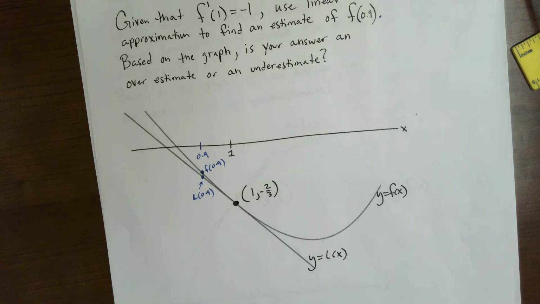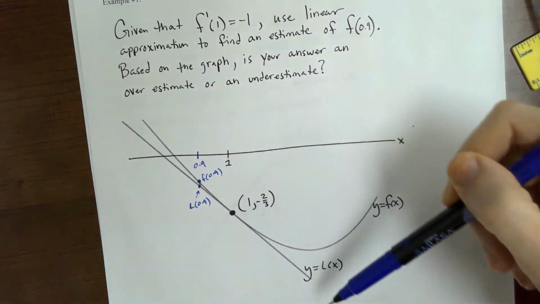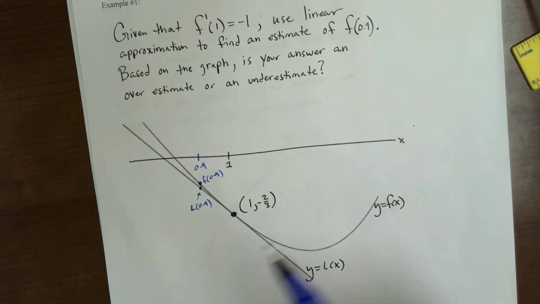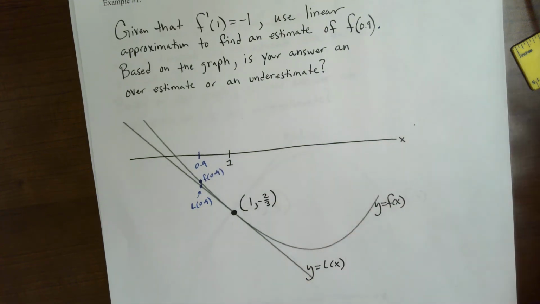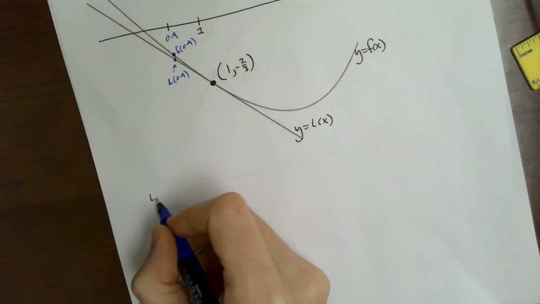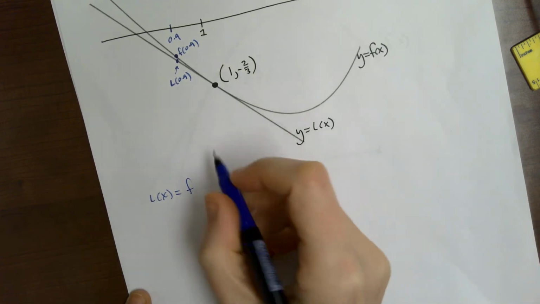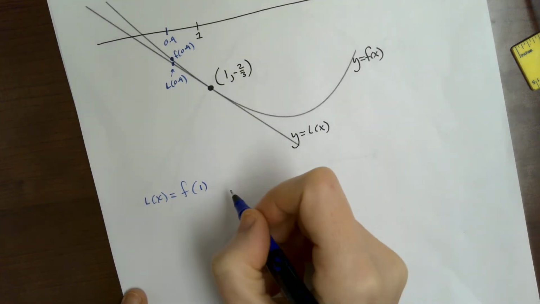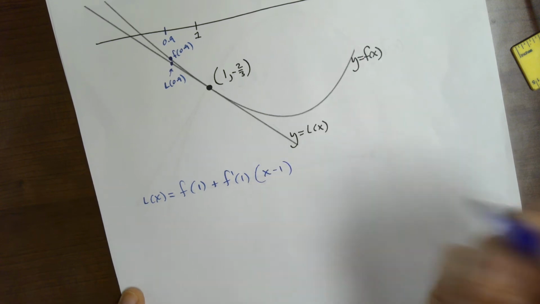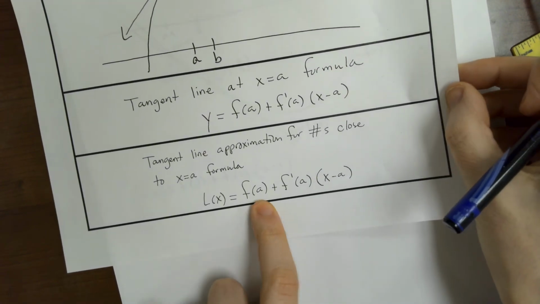All right, so what we're going to do, guys, is find the equation of this tangent line, and then plug 0.9 into it, and that's going to give us an estimate for f of 0.9. Alrighty, so I'm going to write down the formula. The formula is L of x equals f of 1 plus f prime of 1 times x minus 1. All right, so I just used this formula right here, and in this case, a is 1.